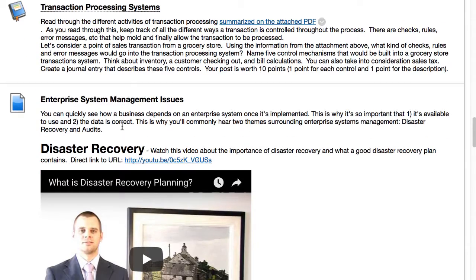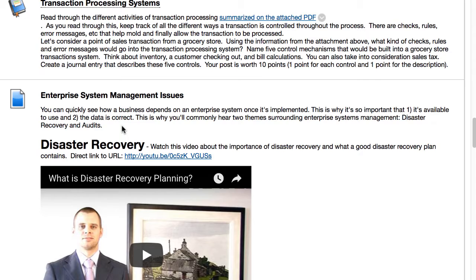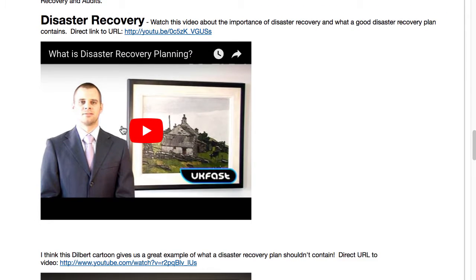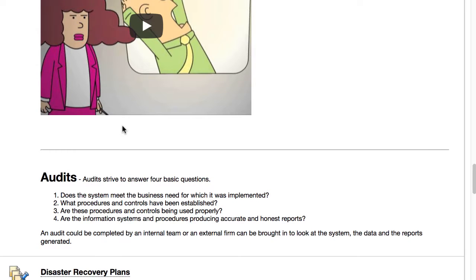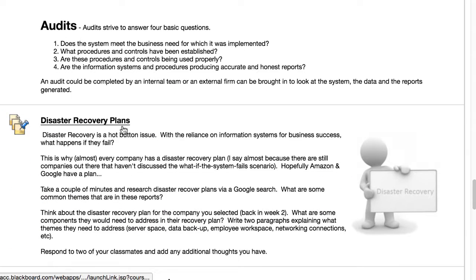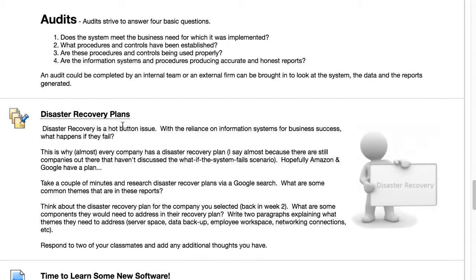Next, we'll look at some of the issues with enterprise system management, and that includes disaster recovery and performing audits. So there's a couple of videos here to watch and discussion of what audits are. And then we'll take a look or consider what your business that you selected back in week 2 may consider or do for their disaster recovery plan. So you may not be able to find it, obviously, but you can guess what they may need technology-wise or physical space-wise, what they may need to get up and running in case of a disaster.